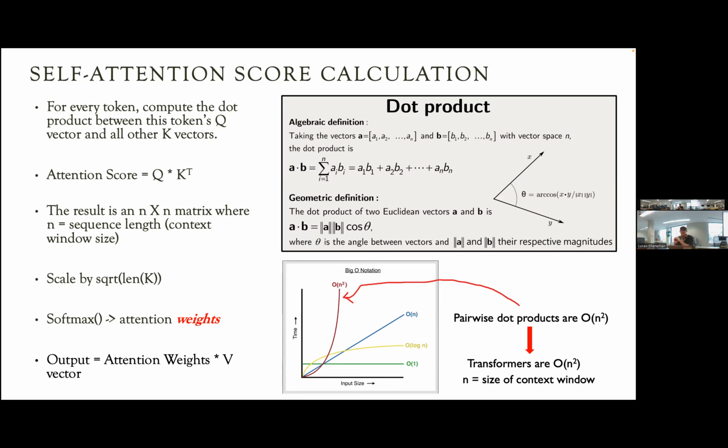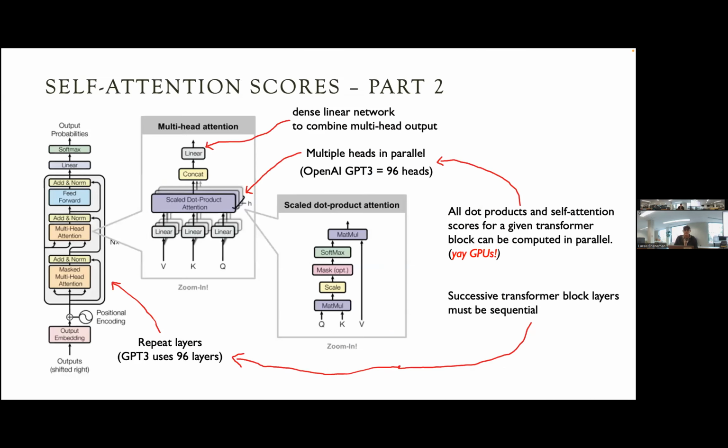Now, the thing is, you have to do these pairwise dot products between every pair of tokens in a pairwise fashion. That's an n squared algorithm, right? Where n is the length of your context window. So as your context window gets large, that becomes very computationally intensive. And that's why these things take big machines.